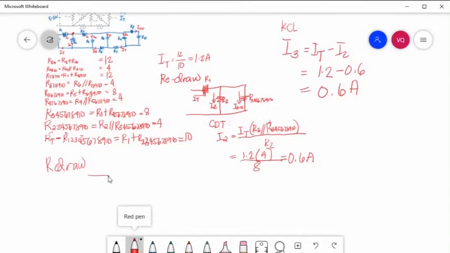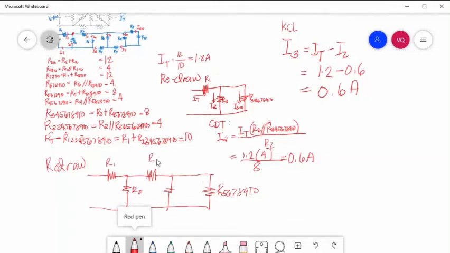This is R1, R2, R3, R4, and the combination of R5 to 10. This is R5, 6, 7, 8, 9, and 10. R1, R2, R3, and R4. The direction of I4 and the direction of I5 to 10.